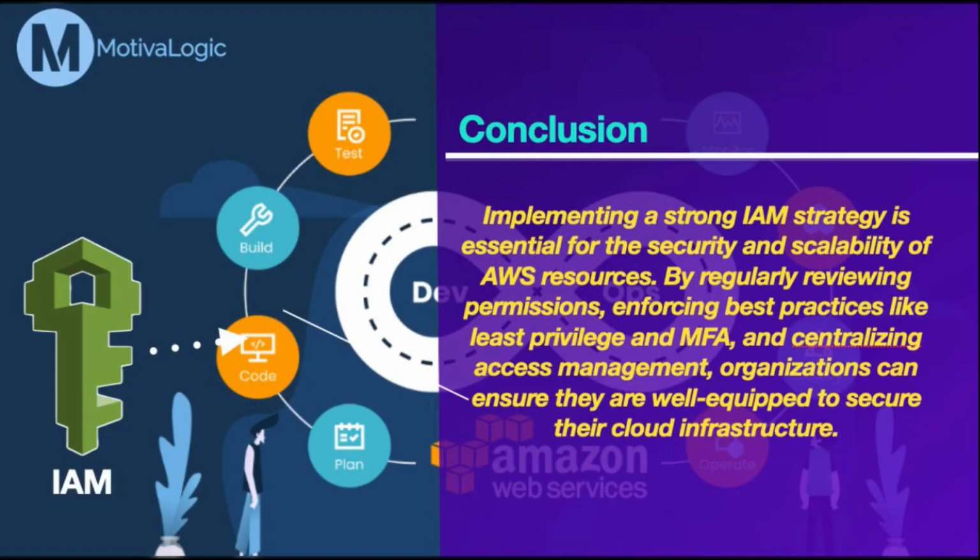Implementing a strong IAM strategy is essential for the security and scalability of AWS resources. By regularly reviewing permissions, enforcing best practices like least privilege and MFA, and centralizing access management, organizations can ensure they are well equipped to secure their cloud infrastructure.